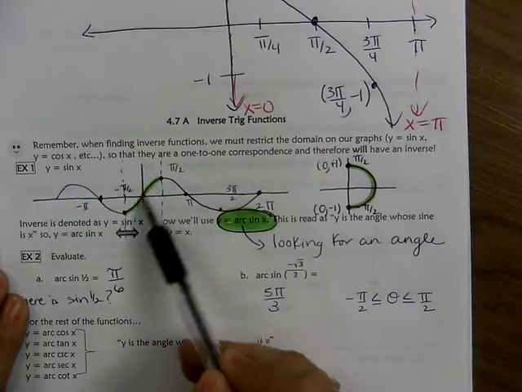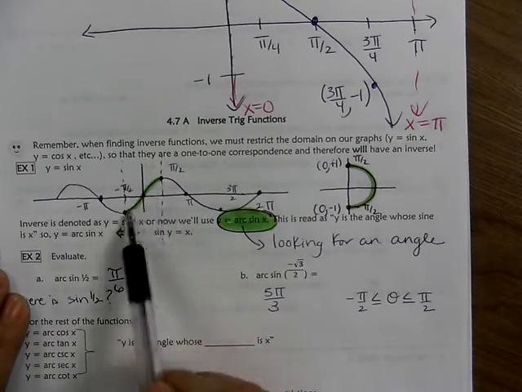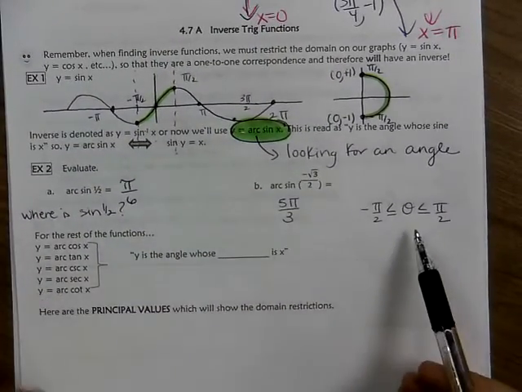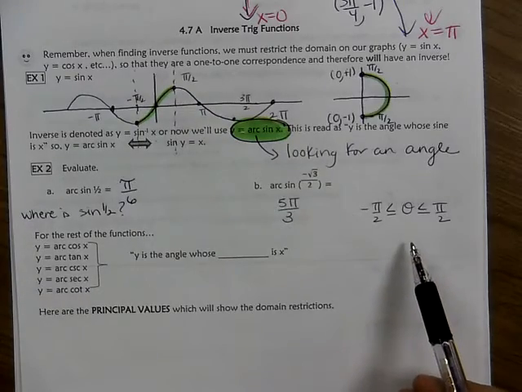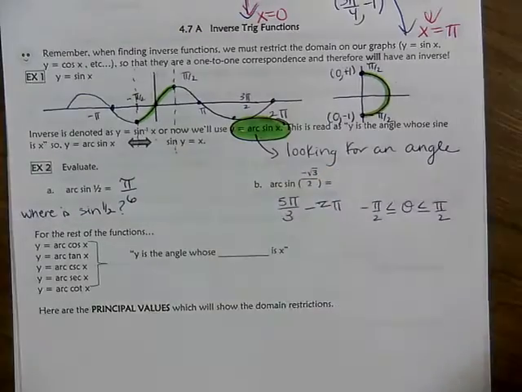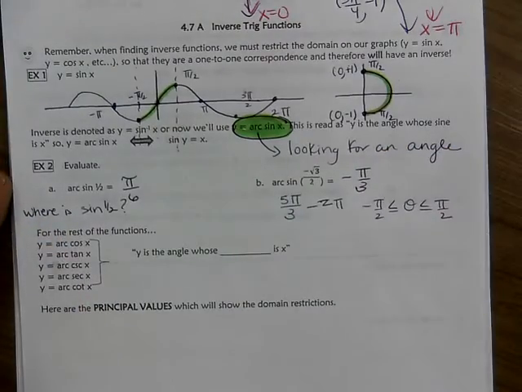Because 5 pi over 3 isn't here, right? 5 pi over 3 is over here, and we're only looking at this piece. So I can change this 5 pi over 3 to be represented within this range of values. How do I do it? Just subtract 2 pi, right? So if I subtract 2 pi, that gives me negative pi over 3, and that's the correct answer.